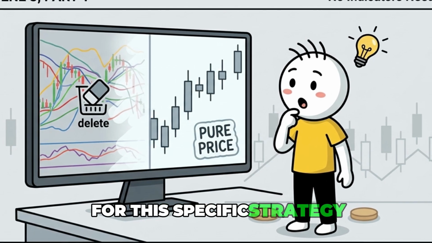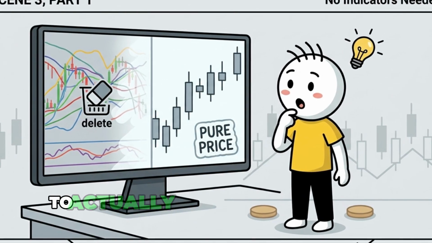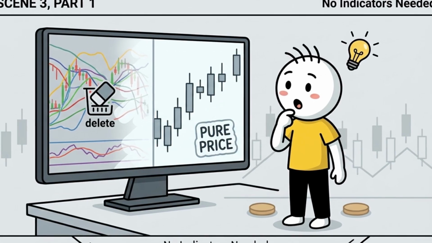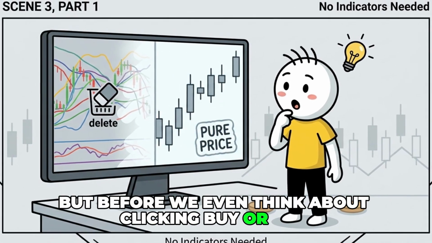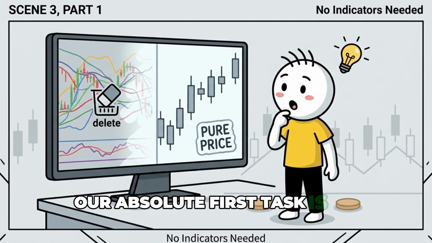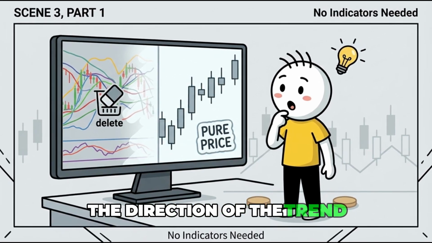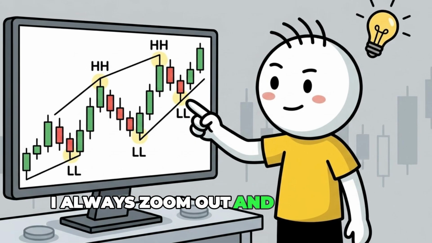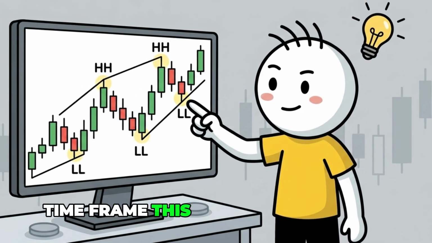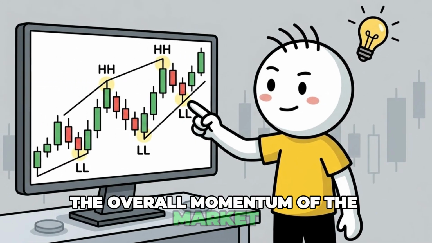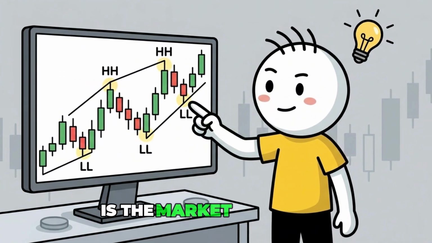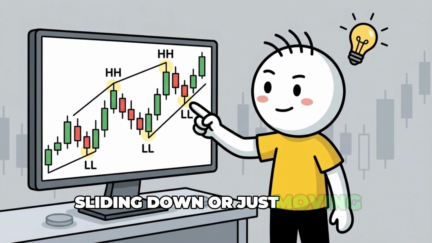For this specific strategy, I'm using the 5-minute time frame to actually execute and enter my trades. But before we even think about clicking buy or sell, our absolute first task is to clearly identify the direction of the trend. To do that, I always zoom out and head over to the 1-hour time frame. This allows me to gauge the overall momentum of the market and see the bigger picture. Is the market moving up, sliding down, or just moving sideways?